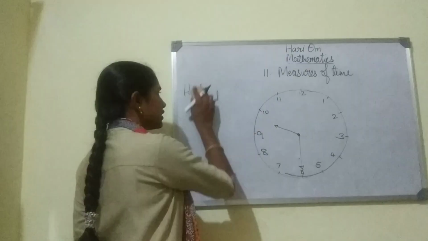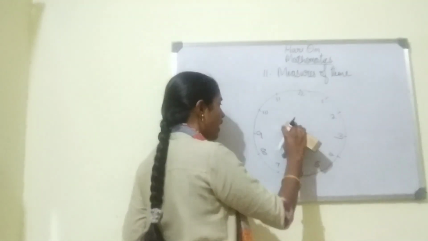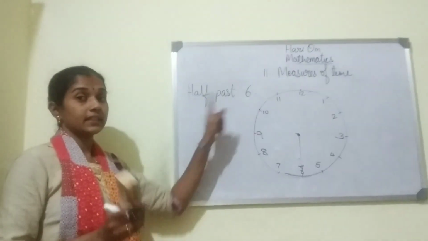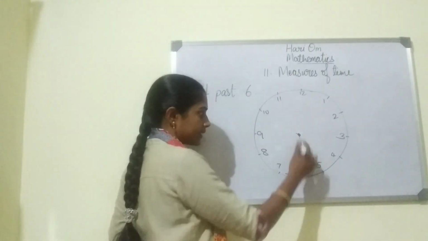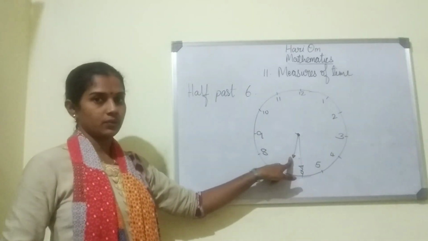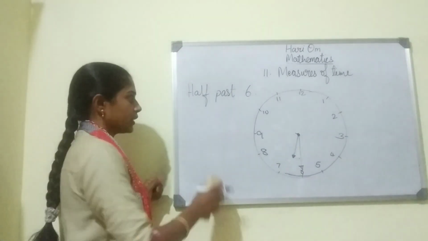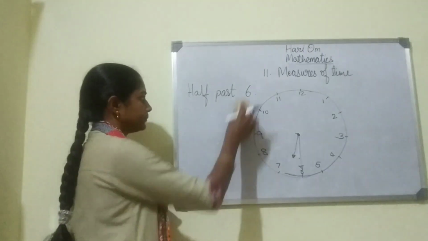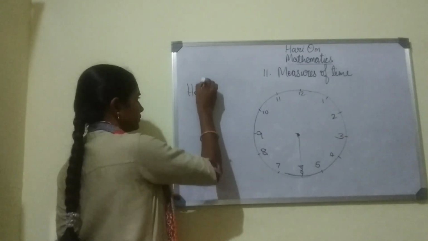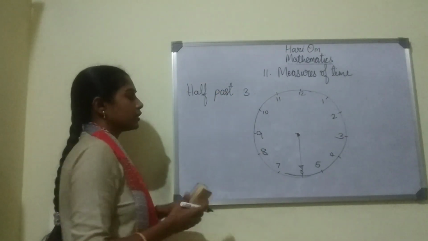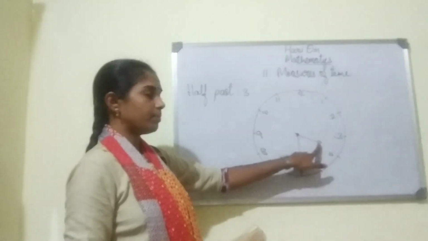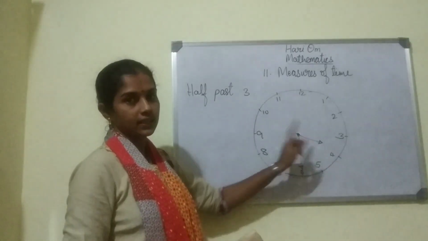Next question. It is 6:30. As in 9:30, the long hand should be at 6. And for 6:30 the short hand should be between 6 and 7. Long hand at 6 and short hand between 6 and 7. What is the time here? It is 6:30. The next question is 3:30. In 3:30, long hand at 6 and the short hand should be between 3 and 4. What is the time here? It is 3:30.